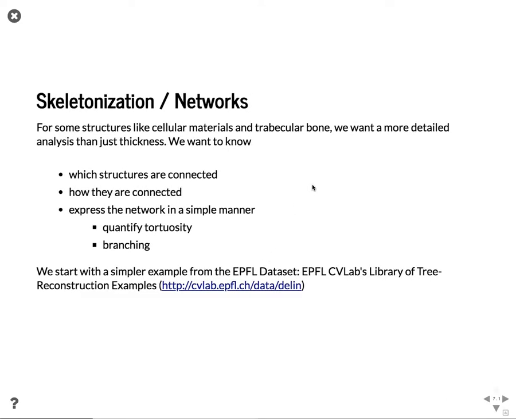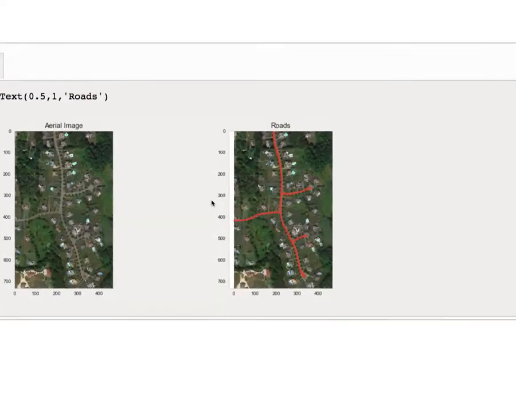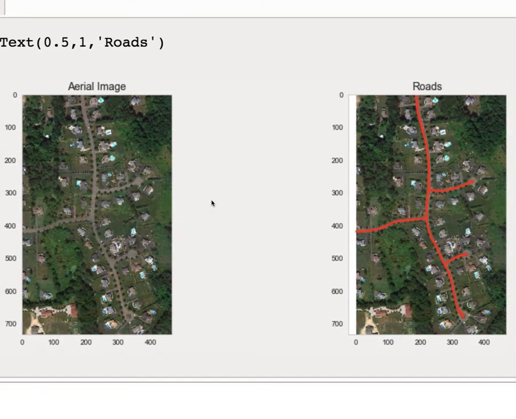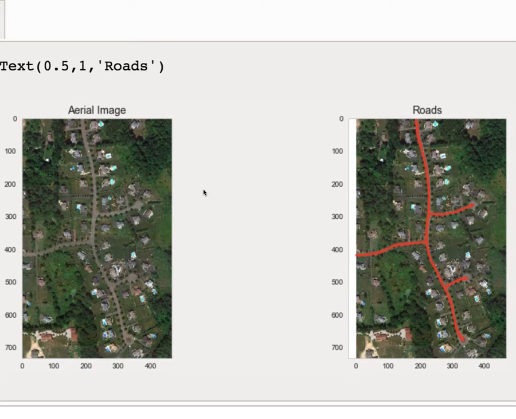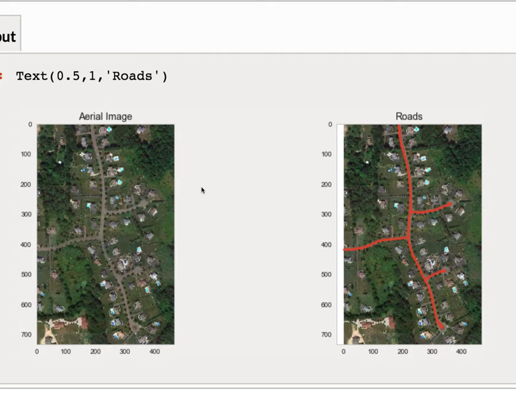So the first topic we'll talk about is skeletonization and networks. There's a data set from EPFL that we'll use for this. It's about tree reconstruction examples. And as you'll see, it's an example that Google obviously solved quite a while ago, but it's not a particularly easy problem. You have an aerial or satellite image, and you want to be able to extract the roads from it. This is a different kind of problem than what we've done before.